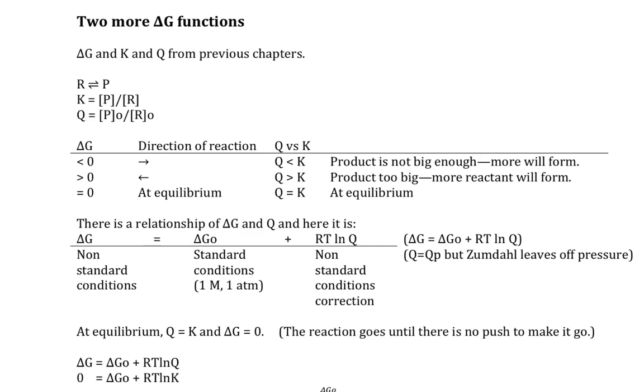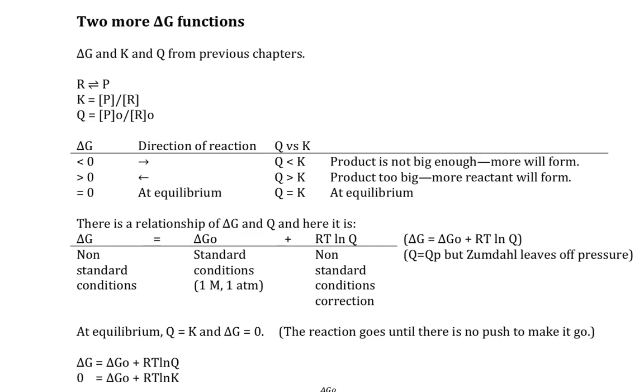So incorporating our current chapter and that material into this table here, if delta G is less than 0, the reaction is spontaneous and it goes to the right, it goes to products. From our last chapter, if a reaction goes to products, we know that that means that Q is less than K.